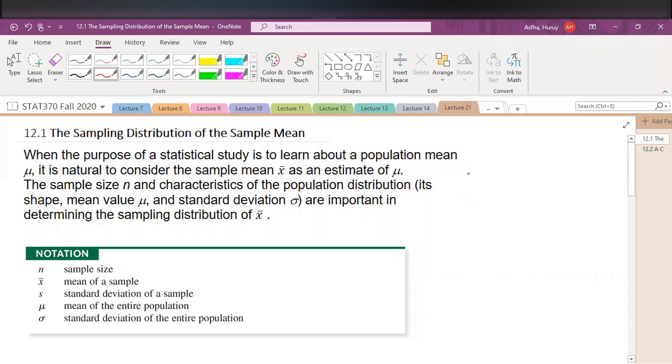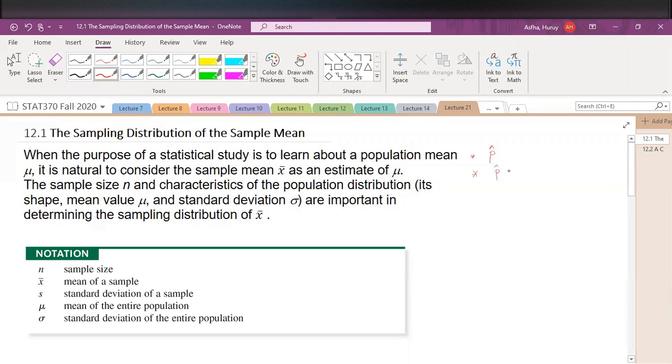In our previous lectures, we've learned about how to make inference about population proportion. The first one that we have seen was how to find the estimate of the population proportion, p hat. And then we learned how to make inference about one population proportion using confidence interval and hypothesis testing.